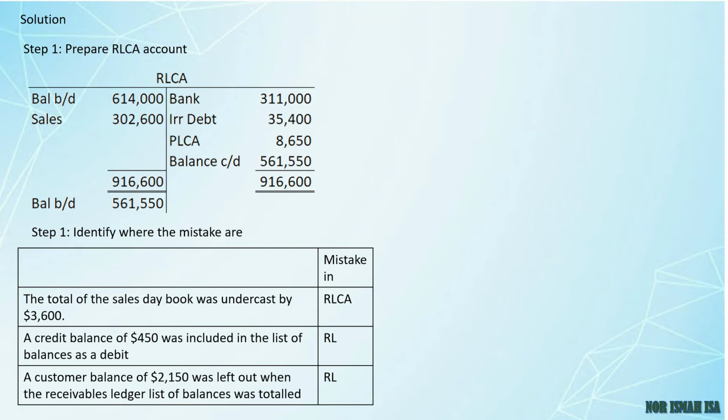As a result, the receivable ledger list gives the wrong balance. So this is a balance that occurred in the receivable ledger list. In order to make a reconciliation, we just adjust the amount to where it wrongly occurred. For the receivable ledger control account, we have only one mistake here, so this one should be adjusted in the receivable ledger control account.